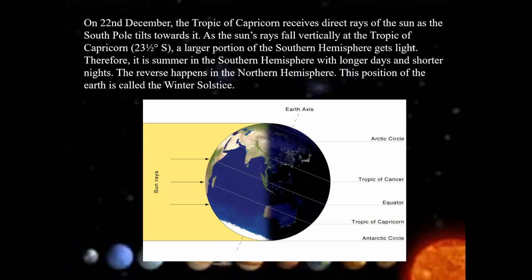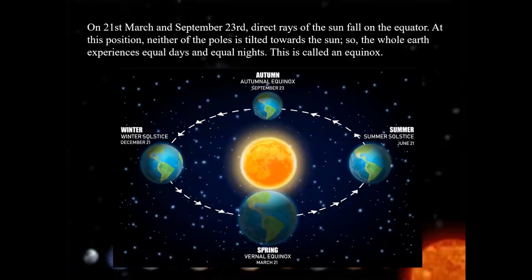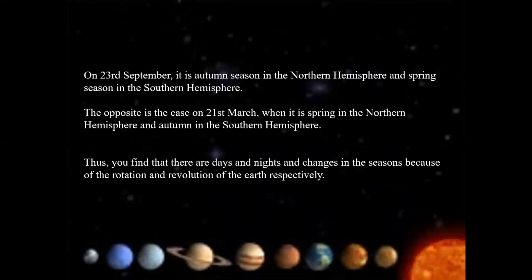Now, on 22nd of December, as the Tropic of Capricorn receives the direct heat of the sun, the South Pole is tilted towards it. As the sun's rays fall vertically on the Tropic of Capricorn, a larger portion of southern hemisphere gets the light. Therefore, this is the time of winter solstice where southern hemisphere receives more heat of the sun. On 21st March and 23rd September, the direct heat of the sun falls on the equator. At this position, neither of the poles is tilted towards the sun. So the entire earth experiences equal days and nights, and so it is called equinox.